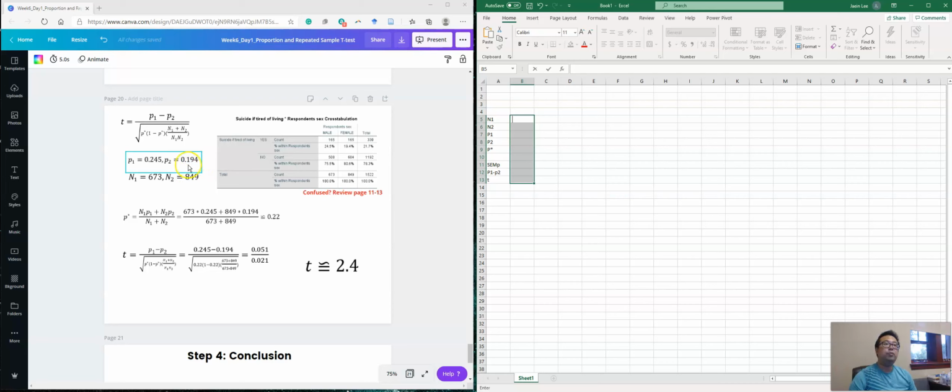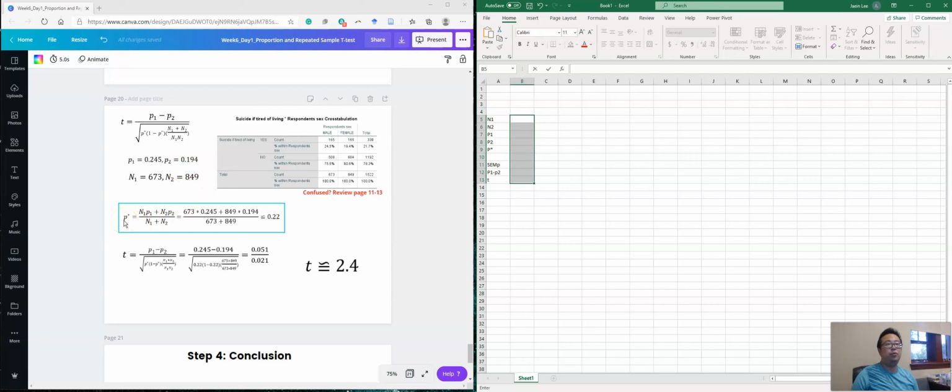So 0.194. Or if you are not familiar with this kind of process, you can just simply divide those numbers by 100. So that will be your proportion 1 and proportion 2. Number of cases, that's also simple. Number of cases of the male, you can find it here in the total. In the male, the total number of male is 673. Total number of female is 849. So that will be here.